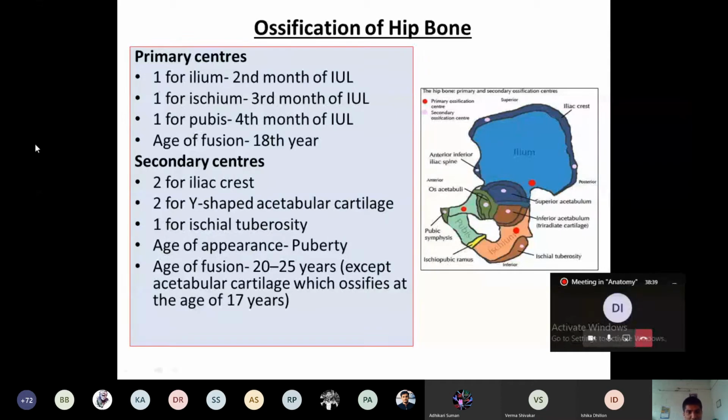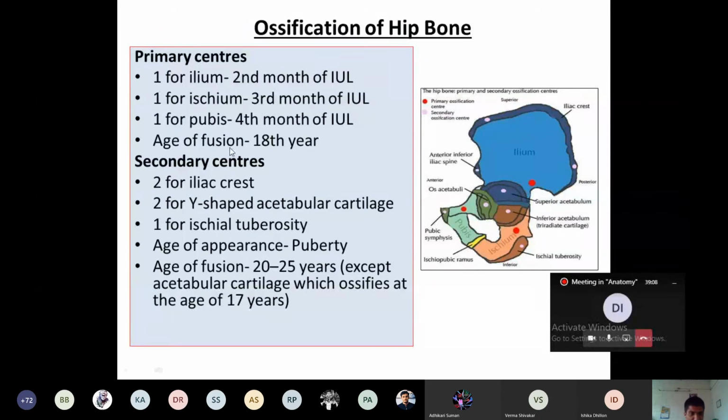There are three primary centers for the ossification of the hip bone: one for the ilium, one for the ischium, and one for the pubis. And at the age of the 18th year, all these three parts will fuse together to form the single bone. Then it is known as the hip bone. In the beginning, ilium, pubis, and ischium are separately placed. Later on, at the age of the 18th year, they are fused together to form the single bone.